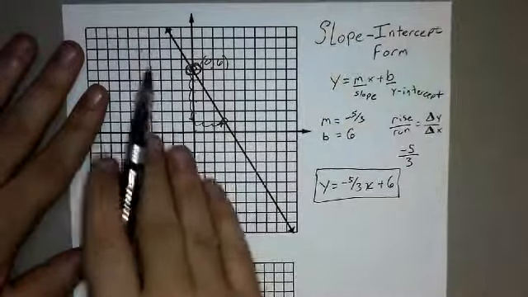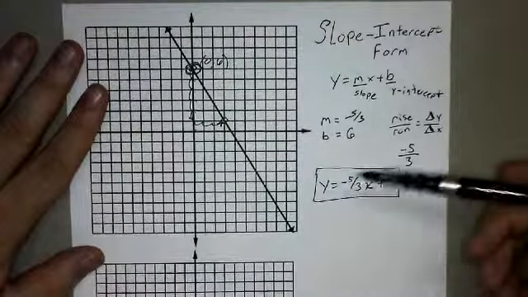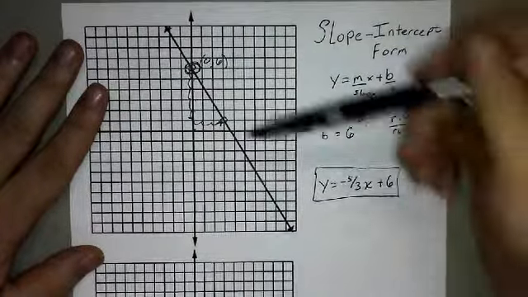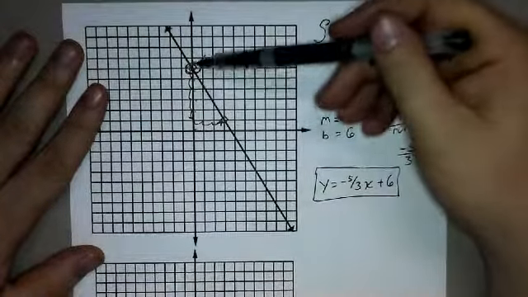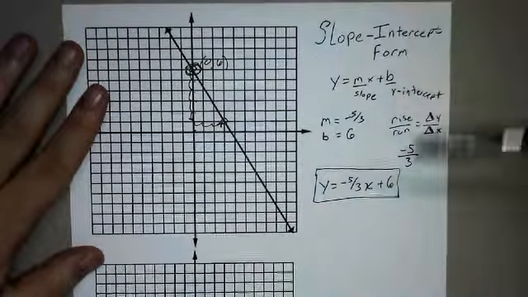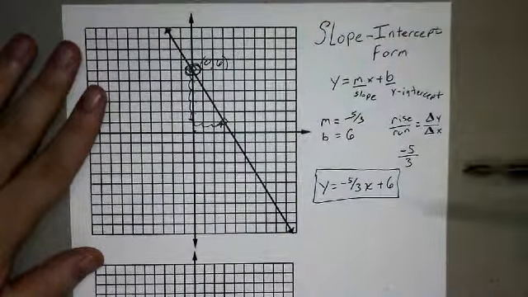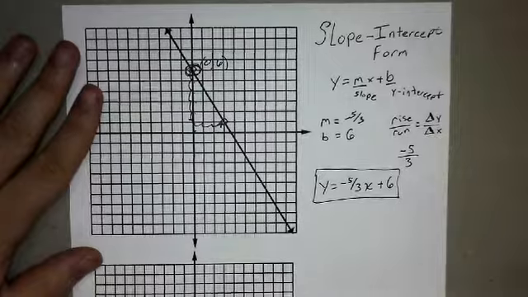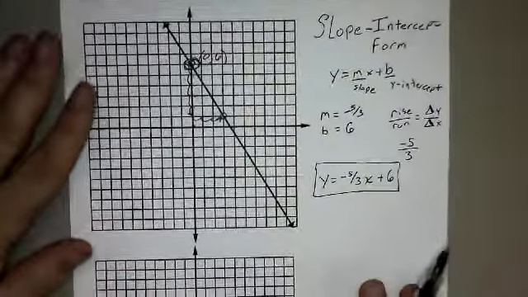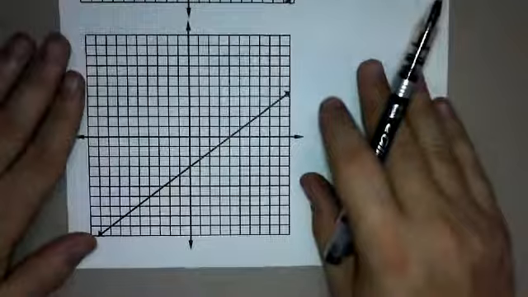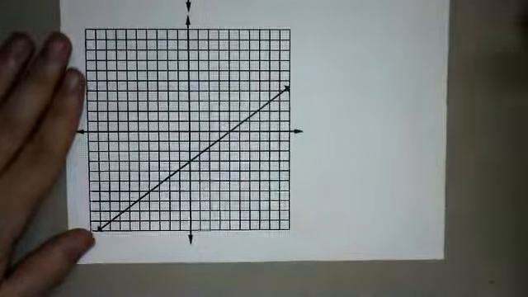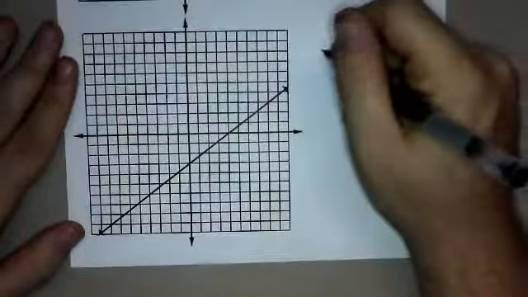Now, because my line is going down to the right, I know that it's a negative slope. And because the y-intercept is above the origin, I know my y-intercept is positive. Let's go ahead and look at another graph. Here we have another graph, and we're going to find the equation in slope-intercept form.